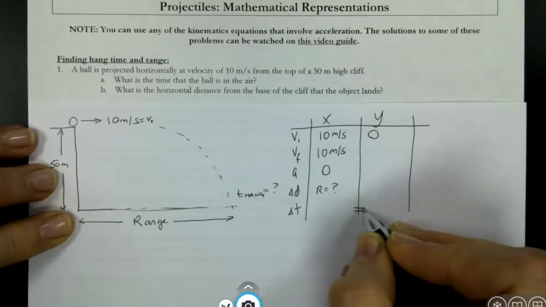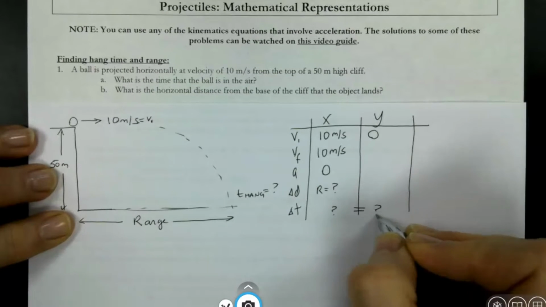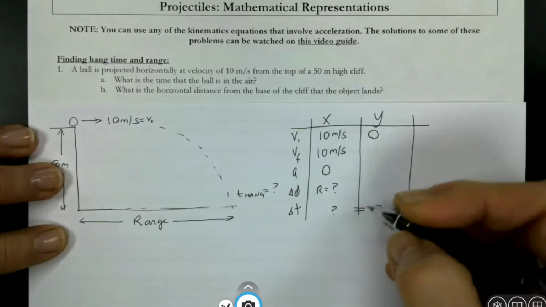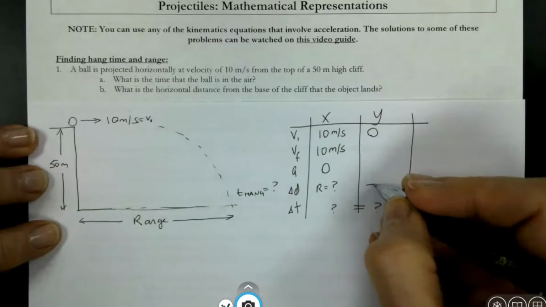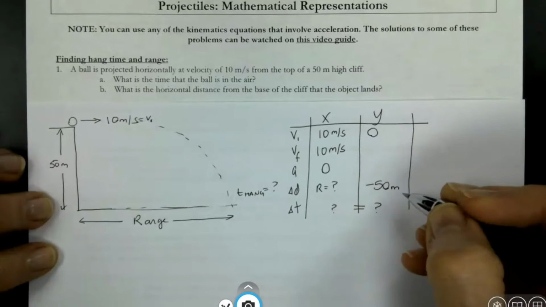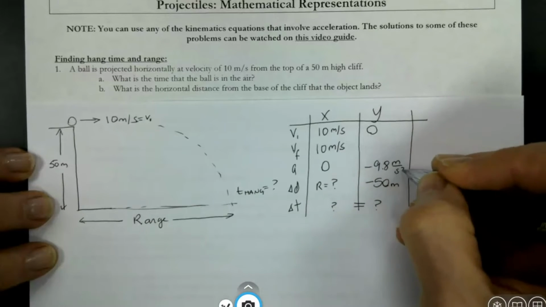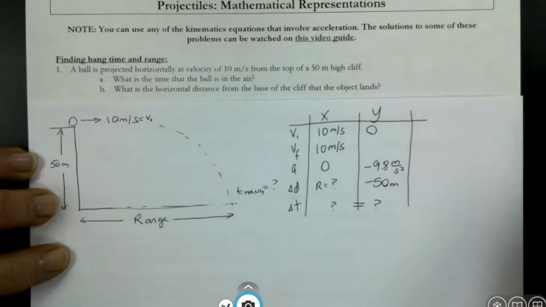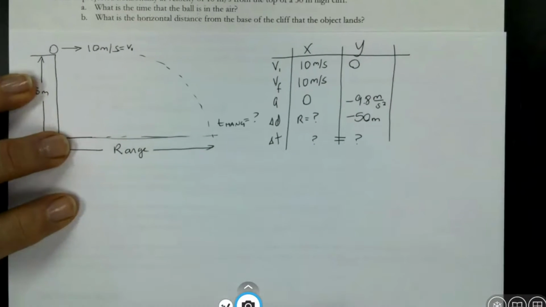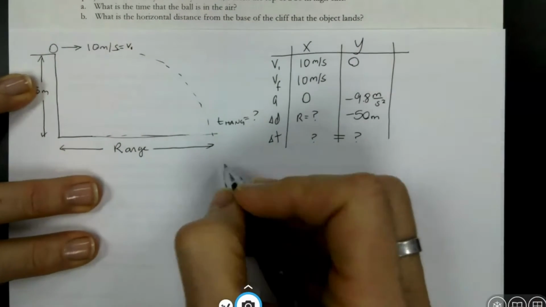The time we don't know. We want to find that also. We just know that it's equal on both sides of this divider line. This is negative 50 because it's falling 50 meters. This is negative 9.8 because it's always negative 9.8. We don't know the final velocity, but we're not being asked to find it. So I'm going to find the hang time.